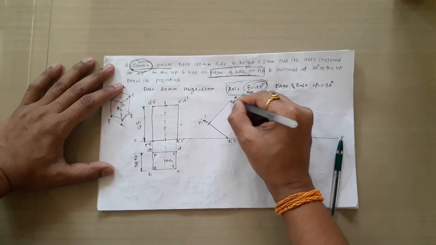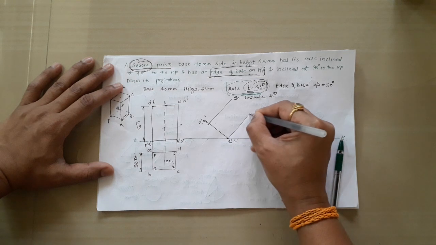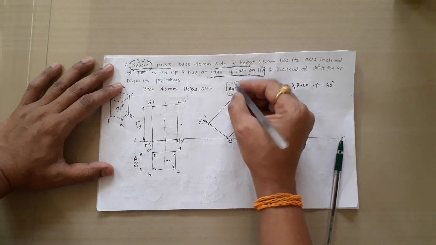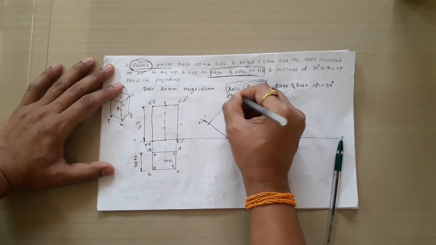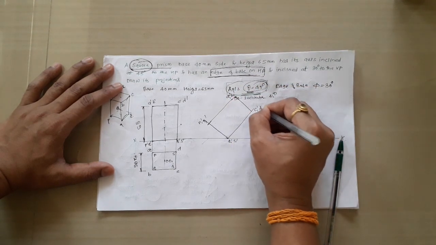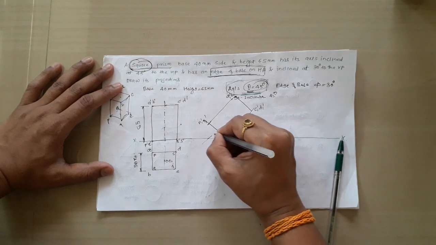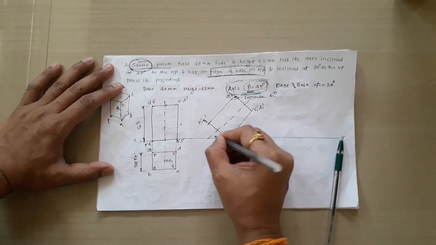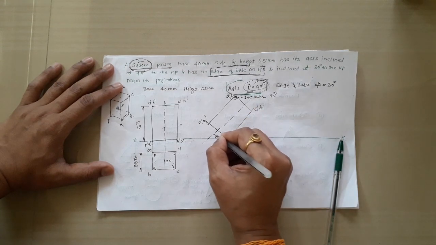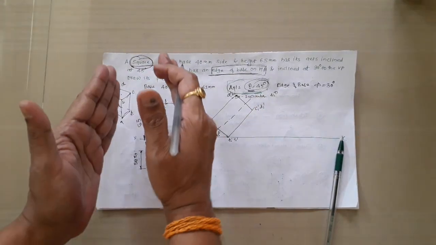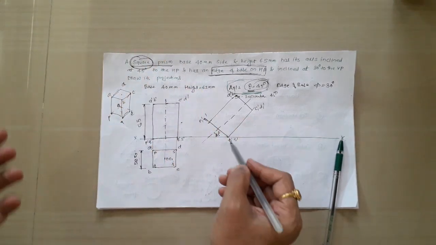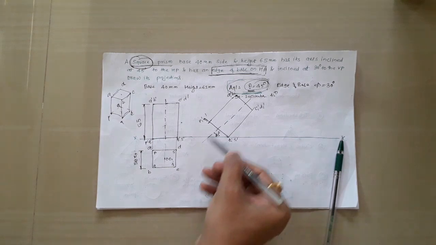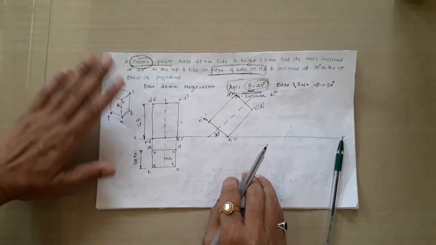Redraw this diagram by taking the respective distances of the points. This is A1 dash, B1 dash, this is C1 dash, D1 dash. Also take the projection of the axis, the distance of the axis, and draw the axis. Show this inclination of 45 degrees. We are tilting this front view on the RS edge, and at the same time the inclination of the axis is 45 degrees.